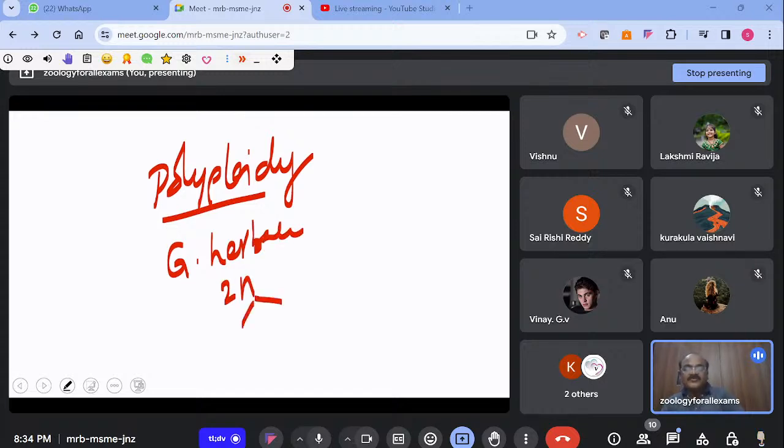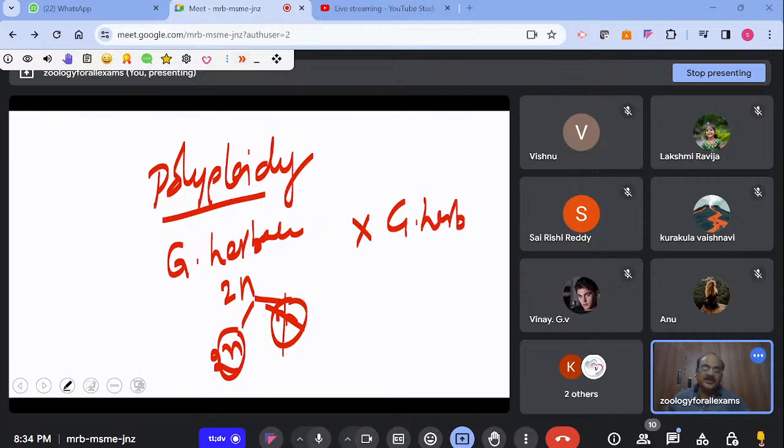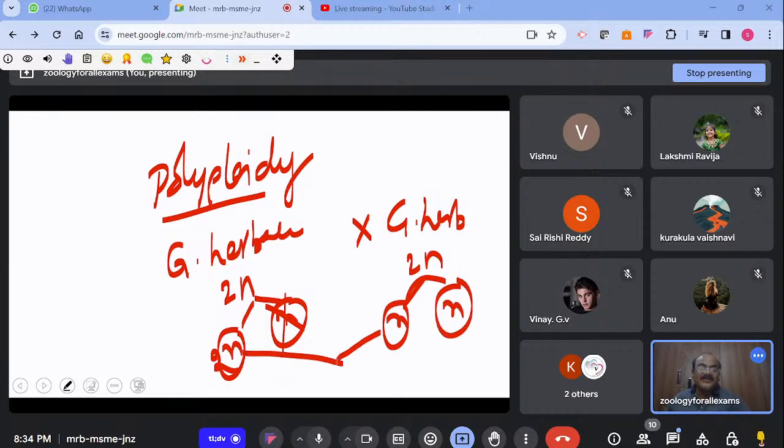It has to produce haploid gametes, but there is a phenomenon called non-disjunction. Due to non-disjunction, it produced diploid gametes. There is another Gossypium herbaceum individual of the same species. It is 2n and produced haploid gametes. Now this diploid gamete fertilized this haploid gamete, resulting in a triploid individual.